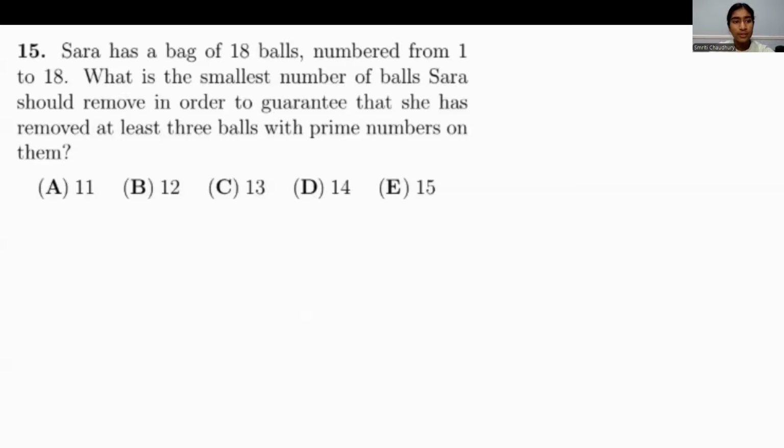Number 15. Sarah has a bag of 18 balls, numbered from 1 to 18. What is the smallest number of balls Sarah should remove in order to guarantee that she has removed at least 3 balls with prime numbers on them? So first, let's list out all the prime numbers between 1 and 18. So we've got 2, 3, 5, 7, 11, 13, and 17, which is 7 numbers. So we've got 7 primes.